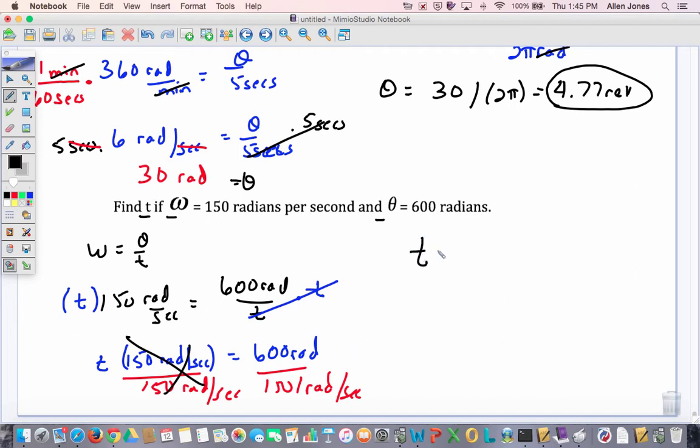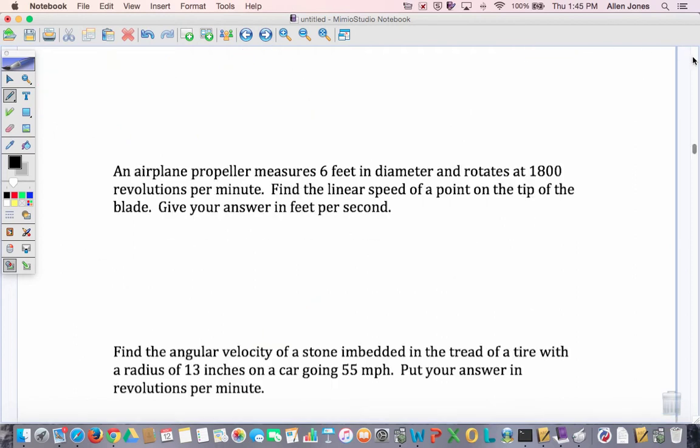On the left-hand side, the reason we divided was because those two will cancel out. I'll be left with t by itself. And then 600 divided by 150 is 4. Radians divided by radians will cancel. 1 divided by seconds, we'll flip the seconds over, and we'll have a time of 4 seconds.